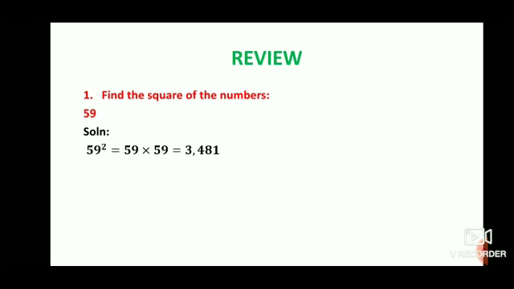Next we move on to review questions. The first review question is find the square of the number 59. This is review first question. See the solution. Normal square value, square root value. So 59 the whole square means 59 into 59. So multiply them. 59 into 59 is equal to 3481.